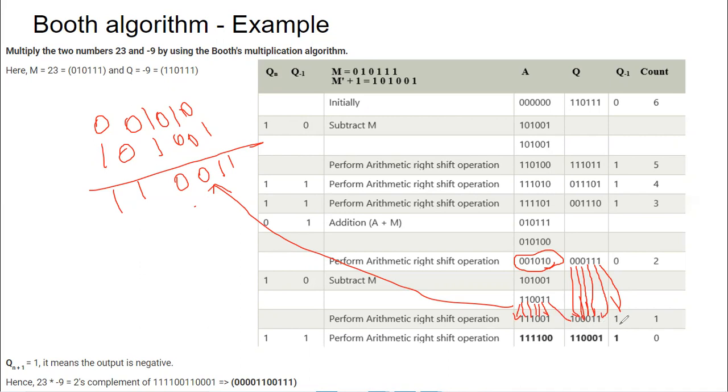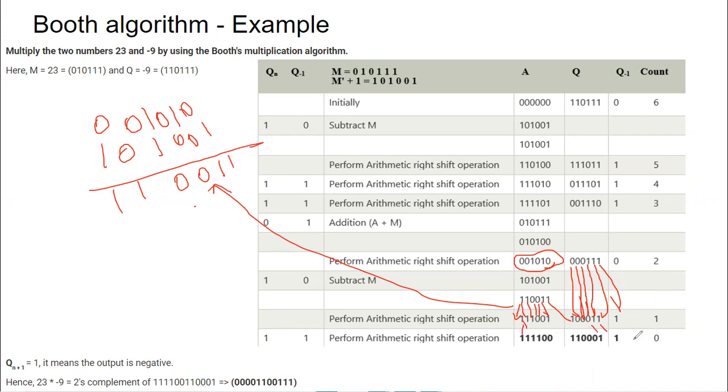Now you check 1, 1. So you do nothing, you just have to right shift. So here it becomes 1 and then do a right shift. After right shifting, the count now becomes zero. So after right shifting, it's like this. This is your value.